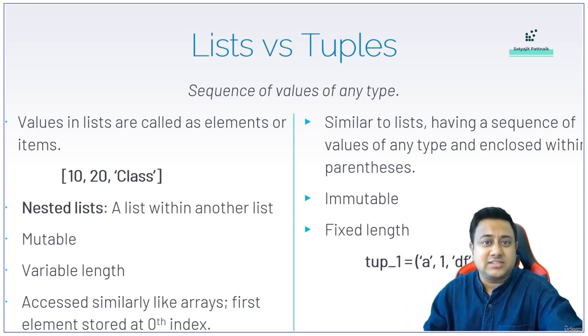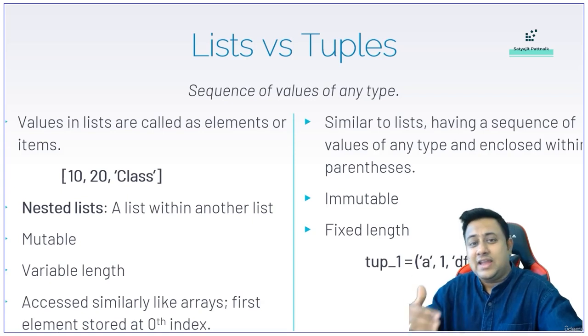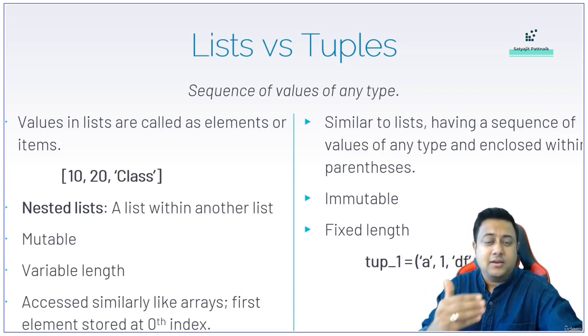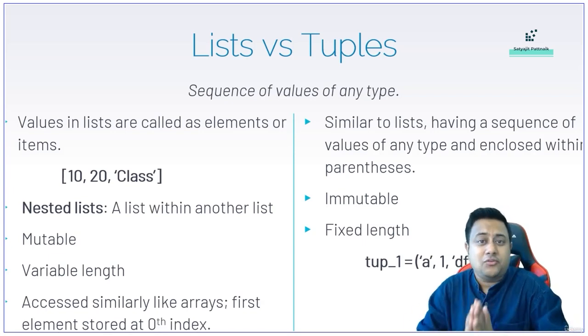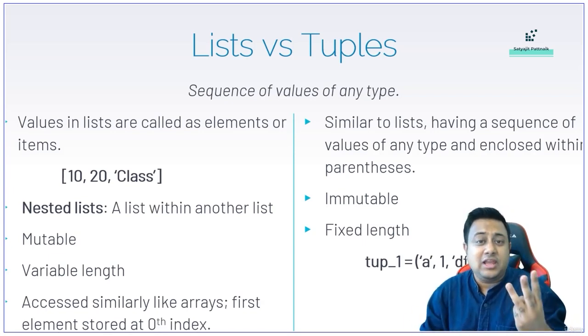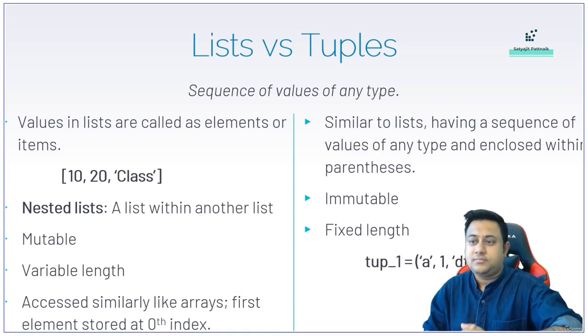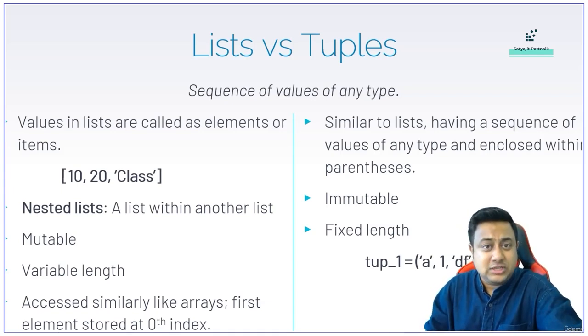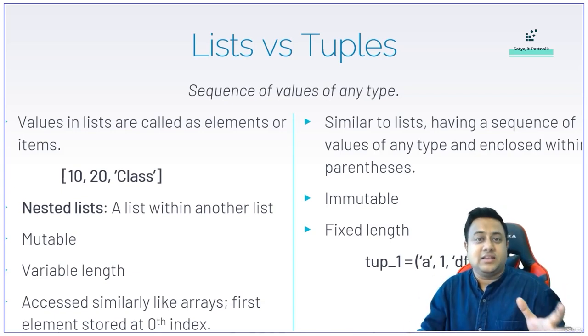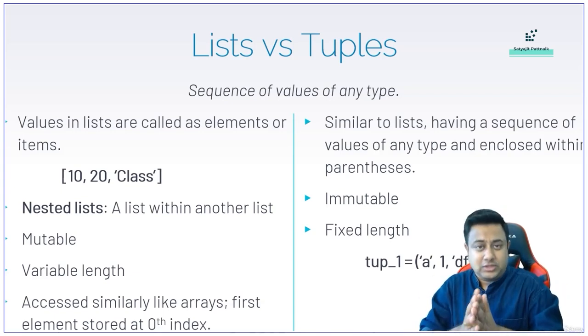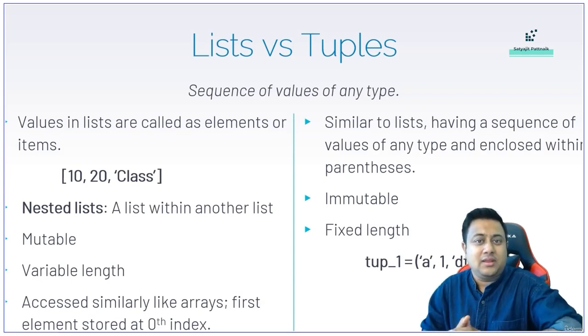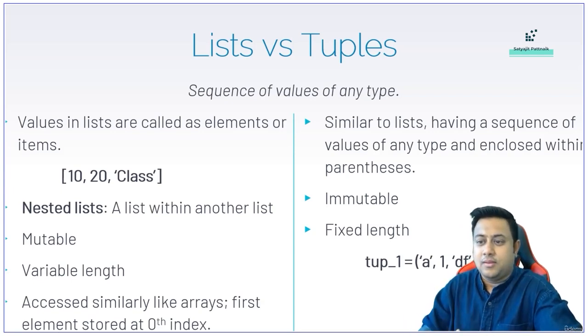You can see this is an example. We have 10, 20 and class, where 10, 20 are integer types and class is a string type. What will be the length of this list? There are three elements, so the length of this list will be 3. There are also some concepts like nested lists, which means a list inside a list. So there will be some examples which we will be covering in the Python code.